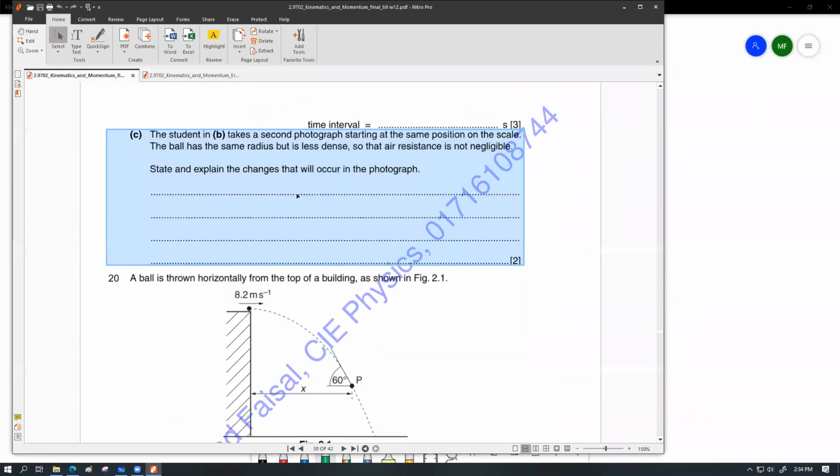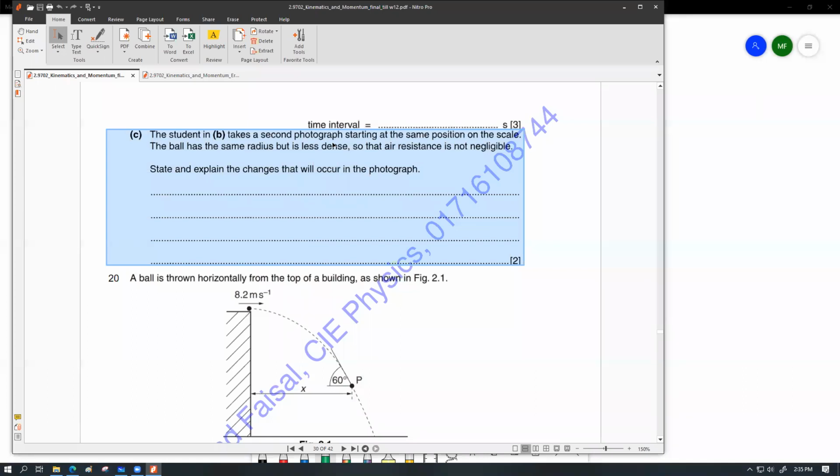A second student takes the second photograph starting at the same position. Oh, yes. Read the first sentence. I did not read this properly. What does the first sentence read? Make sense out of it. What does it mean? The second camera was also turned on when the ball reached the 79 centimeter mark.